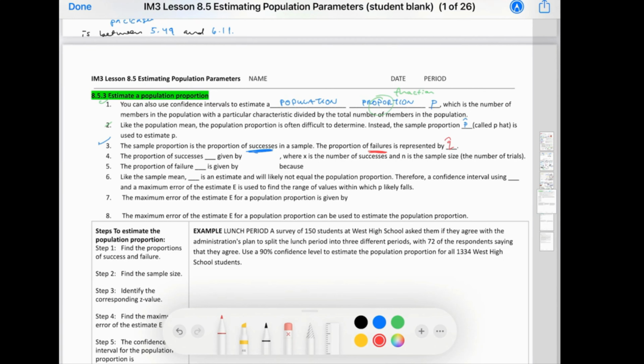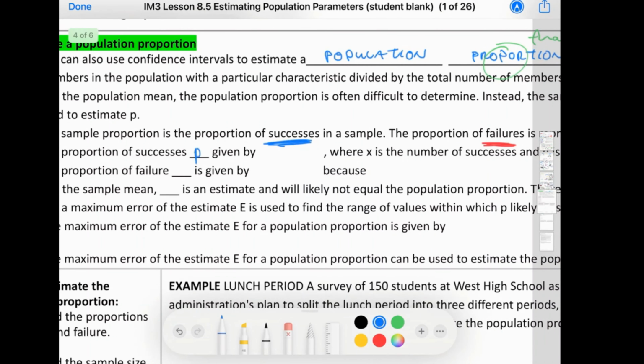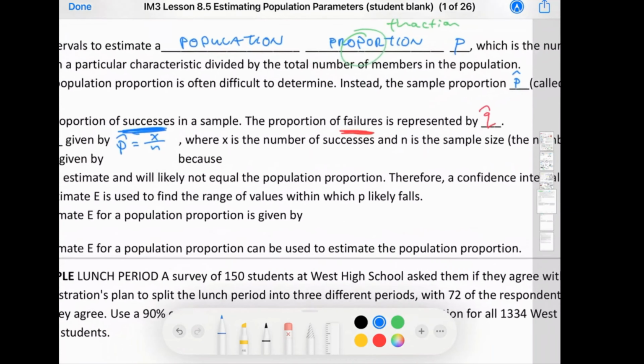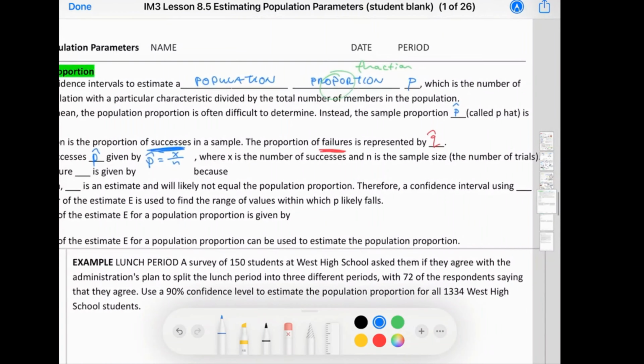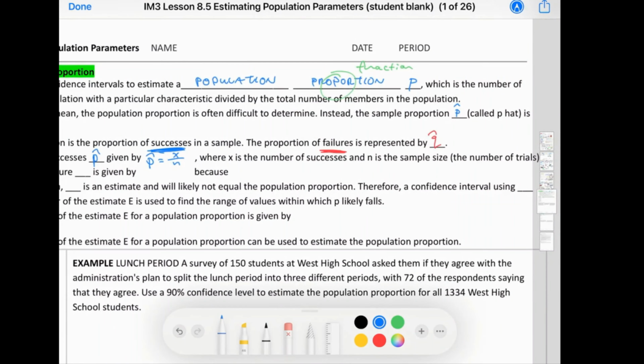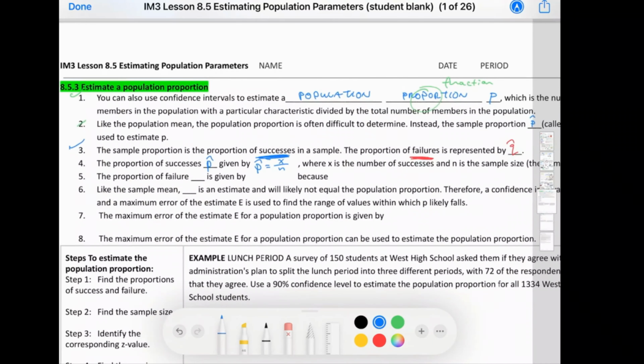The proportion of successes, P hat, is given by P hat is equal to X divided by N, where X is the number of successes and N is the sample size. Basically, it's making it a fraction. That's what we talked about, number of trials.